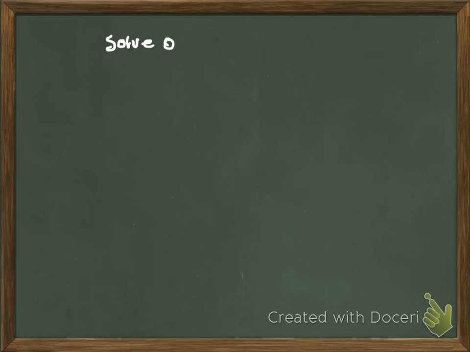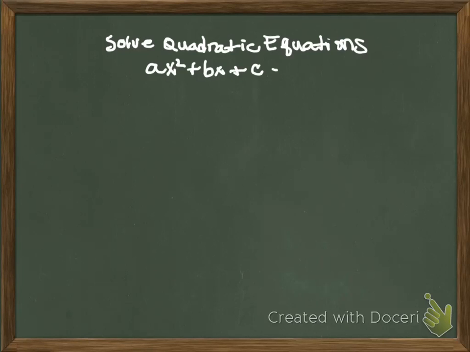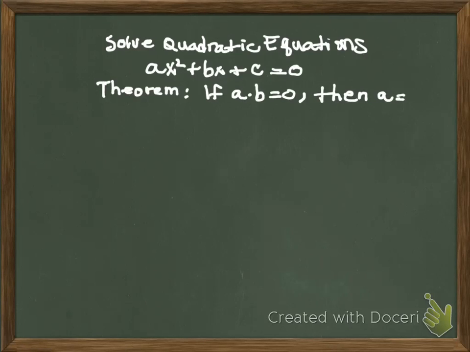Now we're ready to solve quadratic equations by factoring. The standard form of a quadratic equation is written as ax squared plus bx plus c equals 0. All equations must be in this form to solve. Also, we'll be solving based off of the theorem that says if a times b equals 0, then a equals 0 or b equals 0. This means that if two numbers are multiplied together and the product is 0, then one of the two numbers must be 0 in order for the product to be 0. Okay, let's try an example.